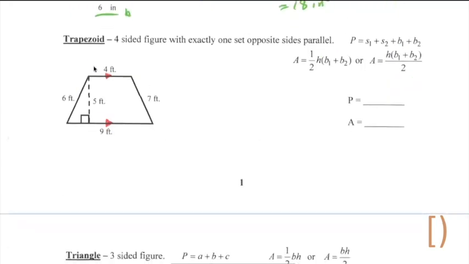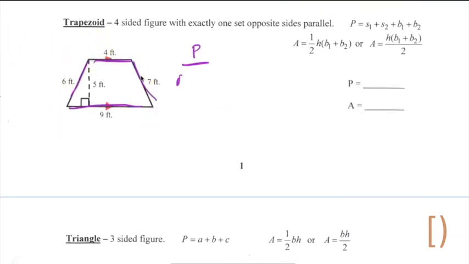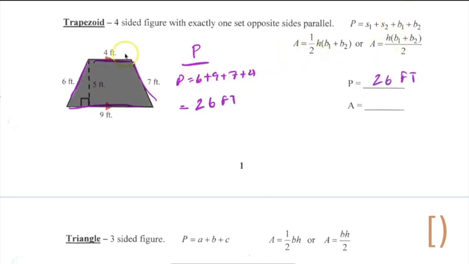There we go. Trapezoid. So now trapezoid, interesting figure. First, let's do the perimeter. And all we're going to do is this, add up all the outside. My perimeter is going to be 6 plus 9 plus 7 plus 4. So we get, what is that? 15 plus 7 is 22 plus 4 is 26. So 26 feet, like that. Now the area is where it gets interesting. So you could do a couple ways.